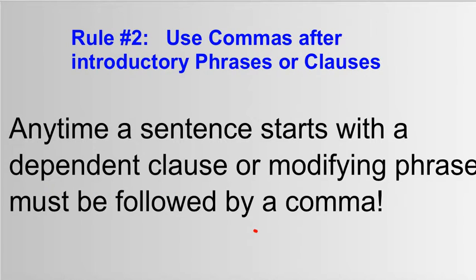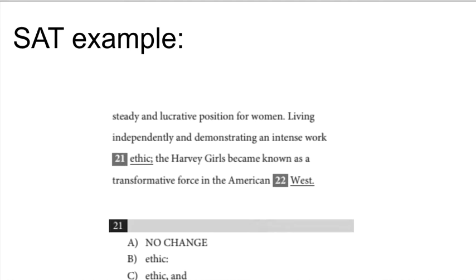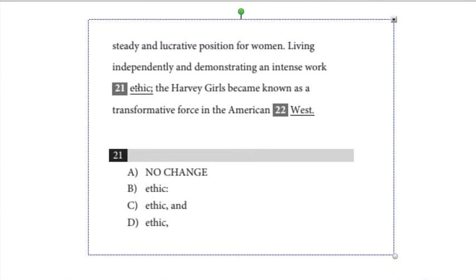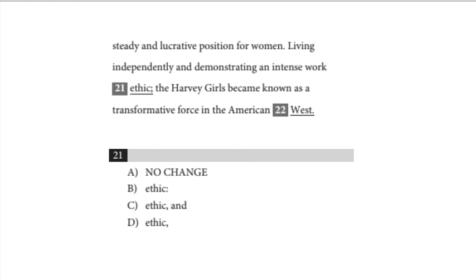So here's a great SAT example. First of all, I look at the question. It's question number 21, specifically talking about the word ethic and what's coming after it. I noticed that it's punctuation, so I know that I'm being tested on punctuation. I look at my answers, and I can easily see that all the words are the same with different punctuation. The one given is a semicolon. We have a colon, we have a comma with and, and we have a comma. All right, so: living independently and demonstrating an intense work ethic.